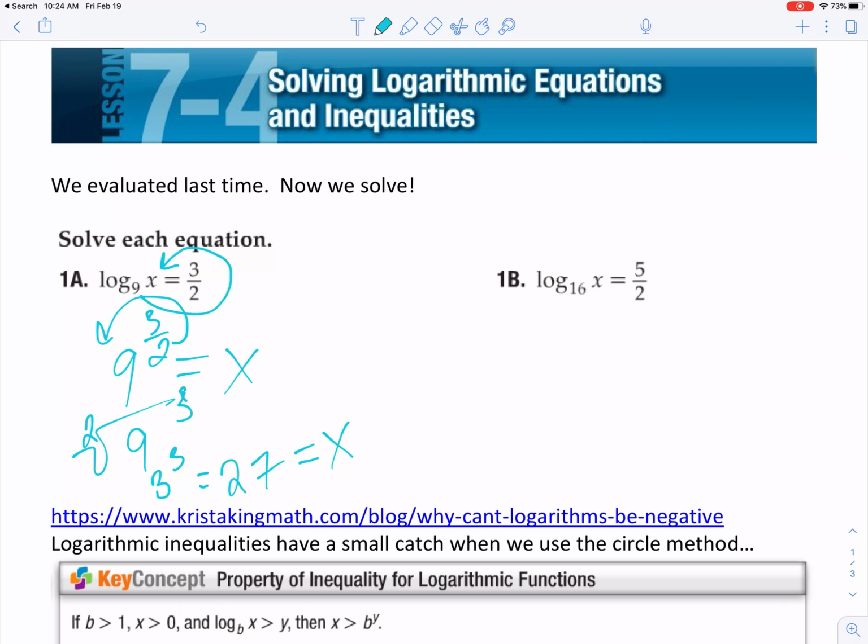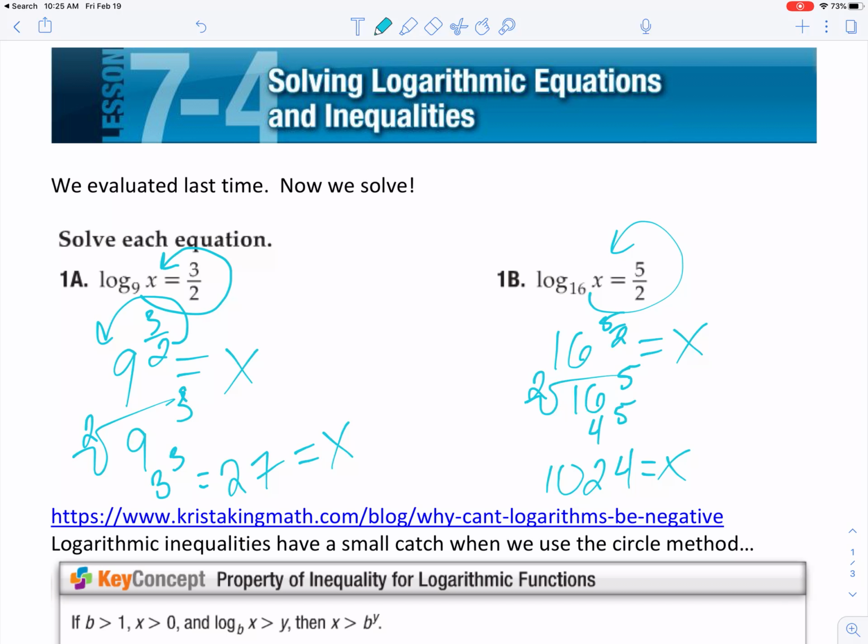That's all you do. Okay, same here. If I want to just do that, 16 to the 5 halves equals x. If you want to just plug that into your calculator, you're just going to get 1024. If you want to do it by hand, that becomes the square root of 16 to the 5th power, which is just 4 to the 5th, which is 1024.